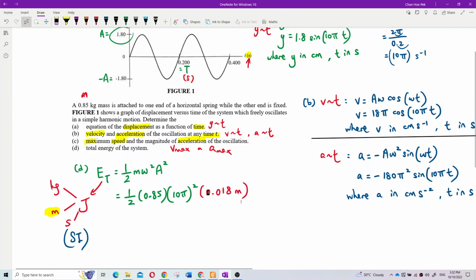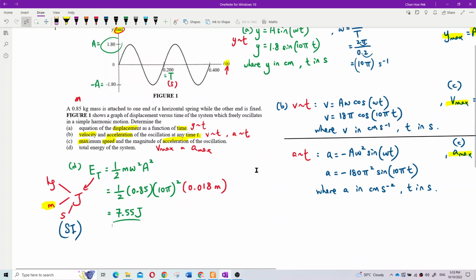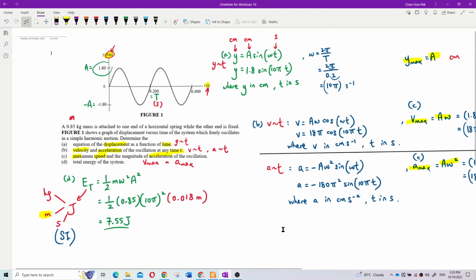I purposely put red color because SI unit is very important, because energy is in joule. Okay, then calculate for me the answer. 0.85 multiply 10 pi square multiply 0.018 and then divide by 2. 7.55 joule. Okay, so that's the answer.